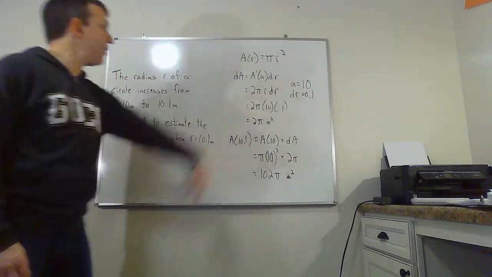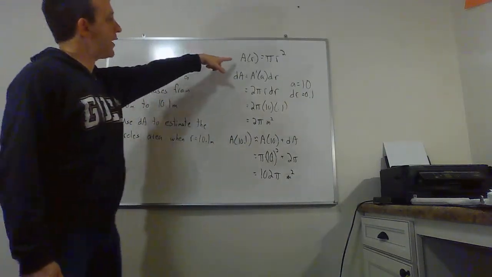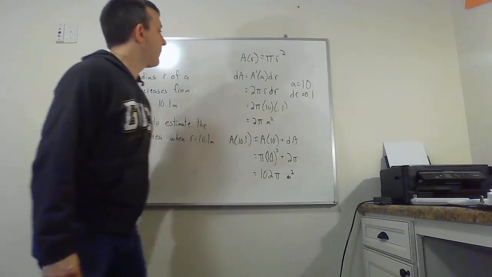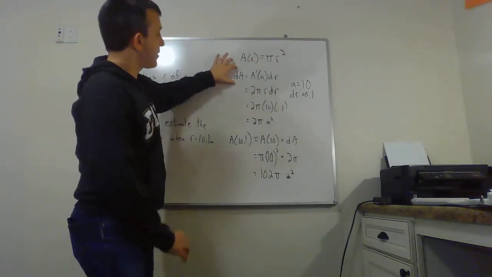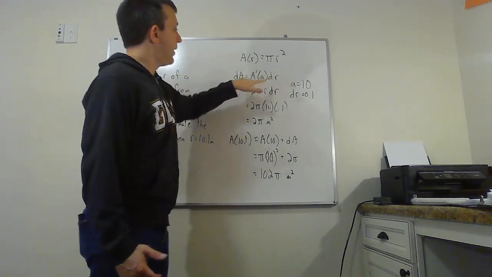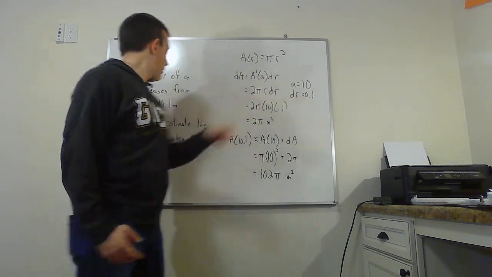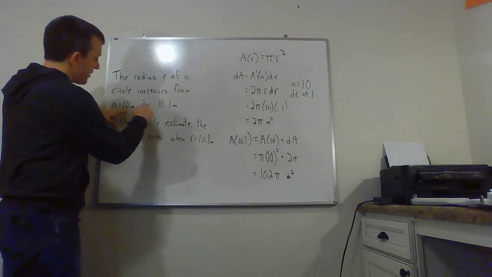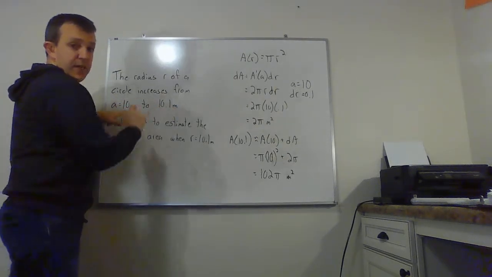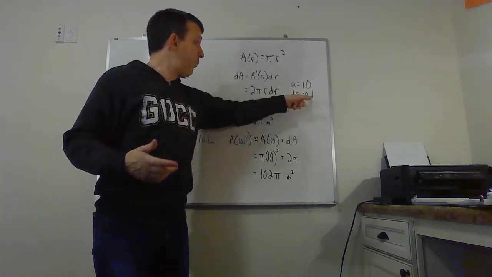All right, so here's all the fun work. First, I wrote the area as a function of r. So A of r is equal to pi r squared. That means that the differential of A is equal to A prime of r, which at r equals 10 is 20 pi, times dr. And we know that dr here is 0.1 because that's the change from r. r is 10. We're looking at 10.1, so we're looking at a change of 0.1.